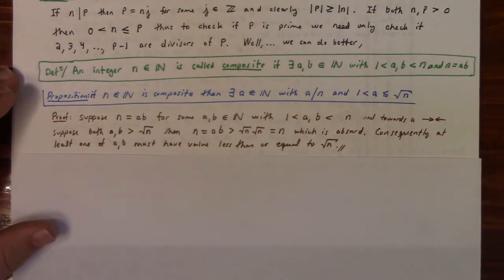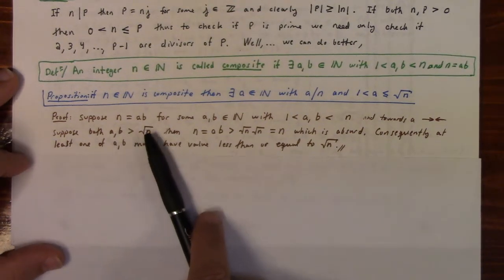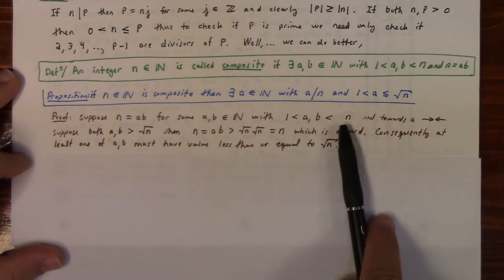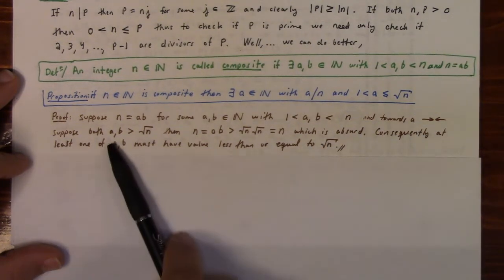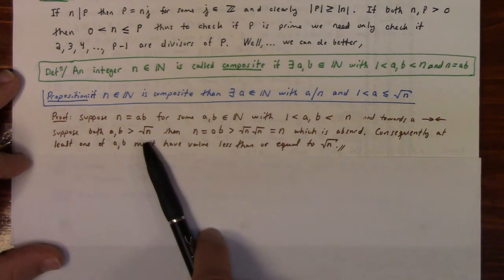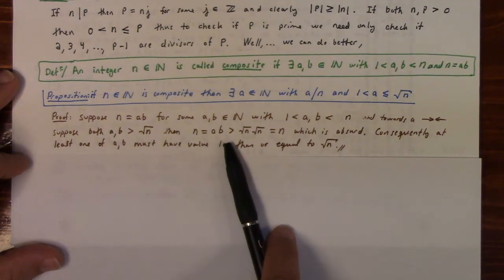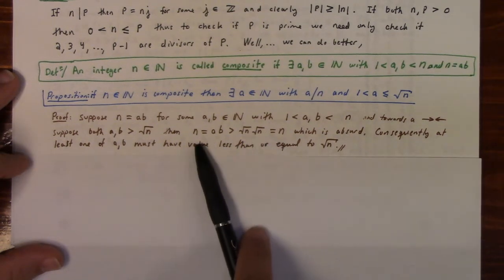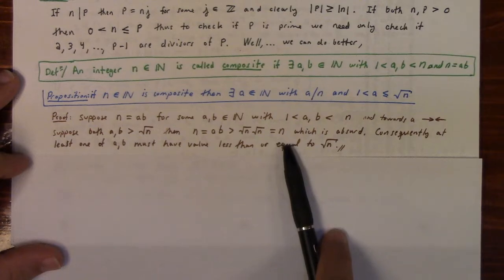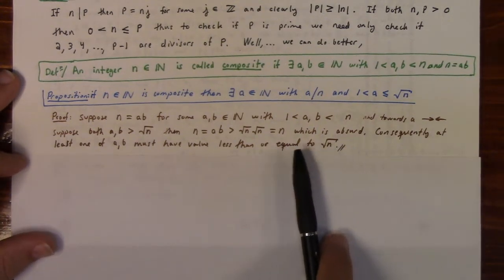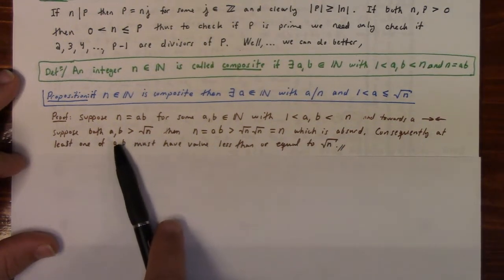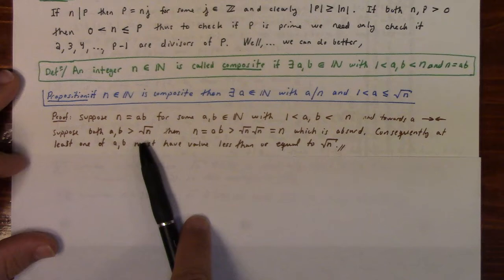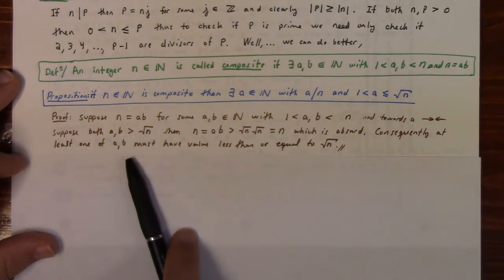Suppose n is equal to a times b for some a and b between 1 and n, and then, towards a contradiction, suppose both of them have value larger than the square root of n. Then you get n = ab > √n · √n = n, so n > n. We can't do that. So by proof by contradiction, what we assumed must be wrong. Not both a and b can be greater than the square root of n; at least one of them is less than or equal to the square root of n.